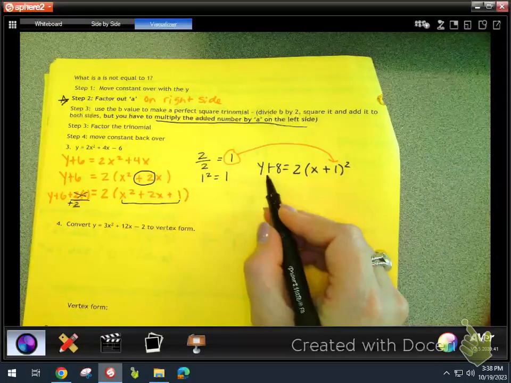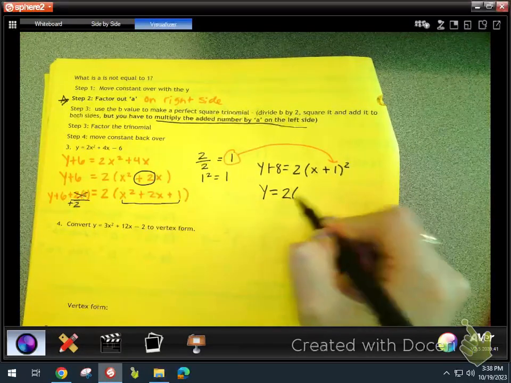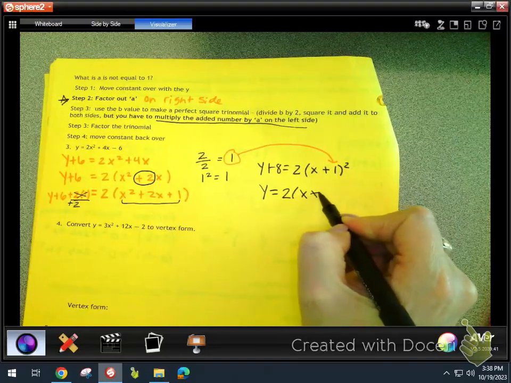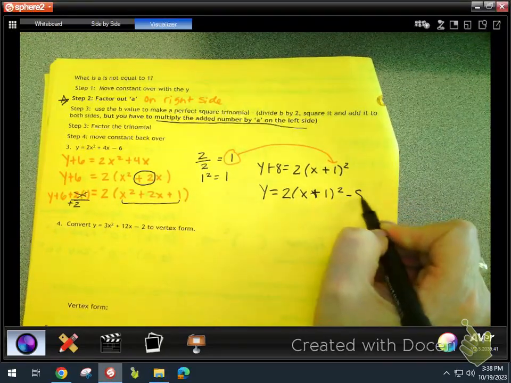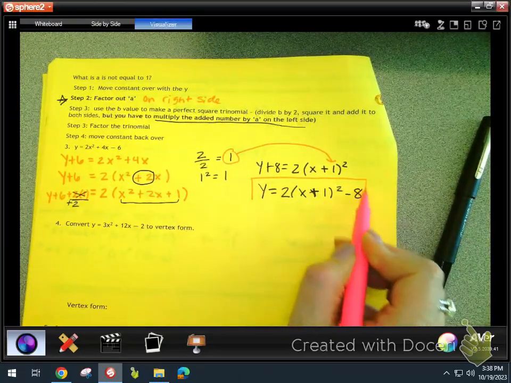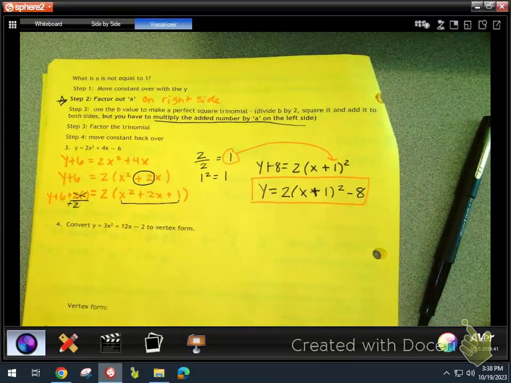And then what am I going to do with the plus 8? Bring it back over. So my vertex form is y equals 2 times x plus 1 squared minus 8. And that's my vertex form. Okay? We okay?